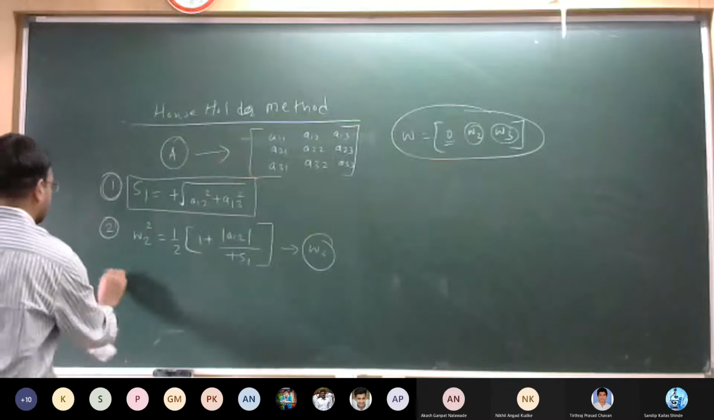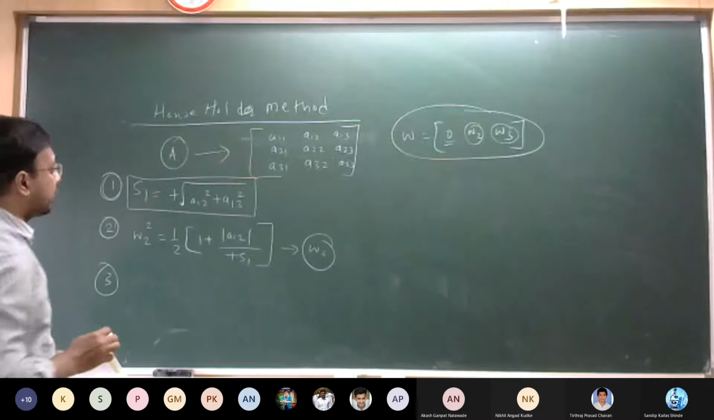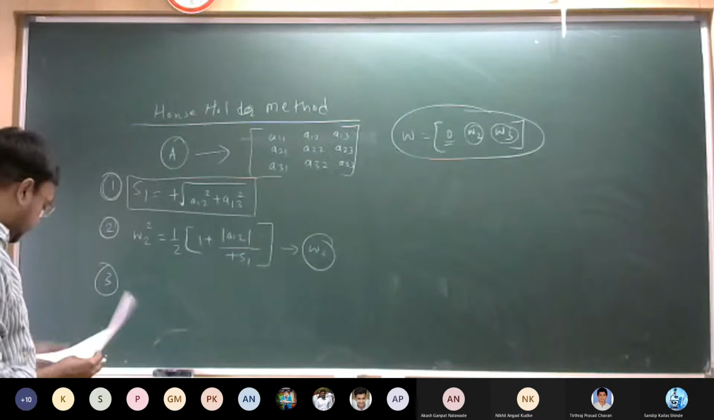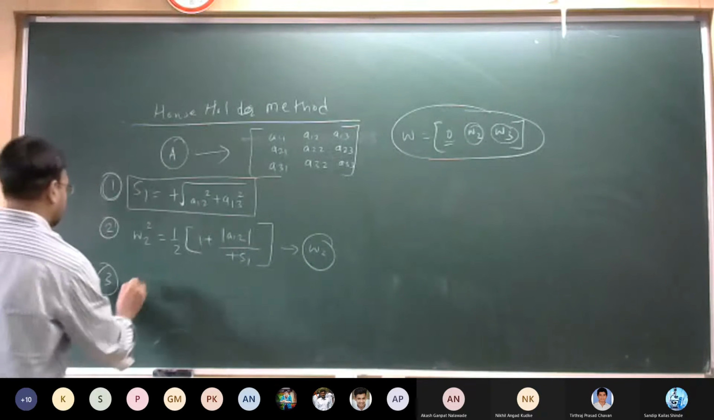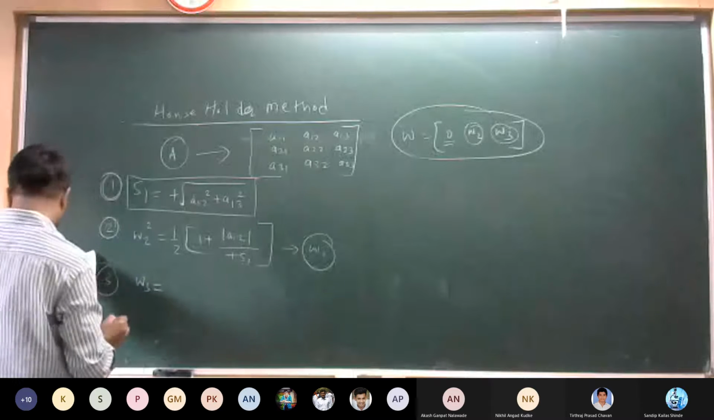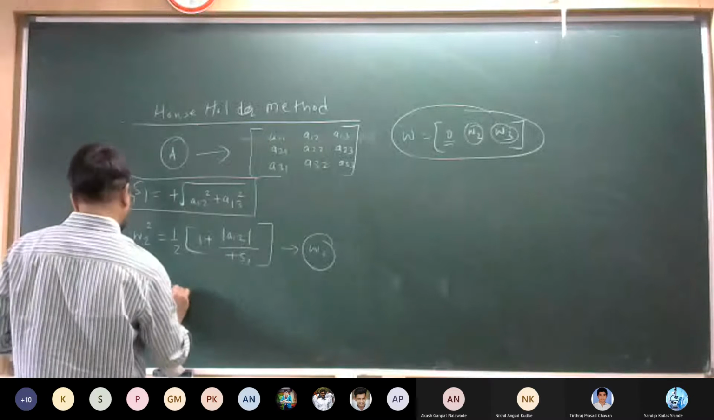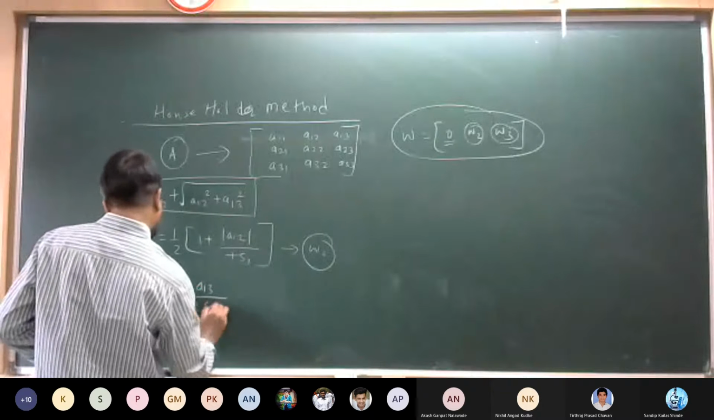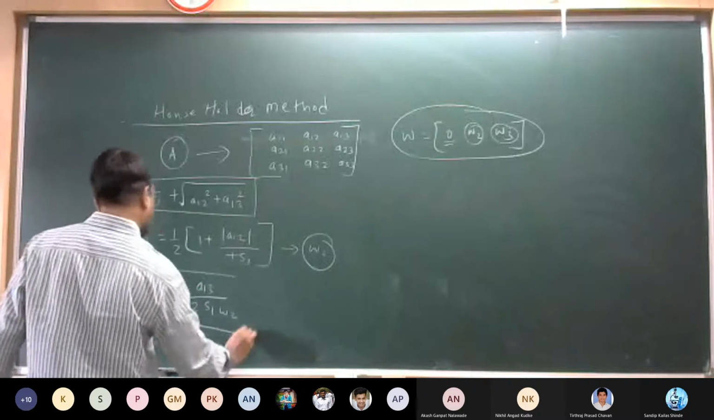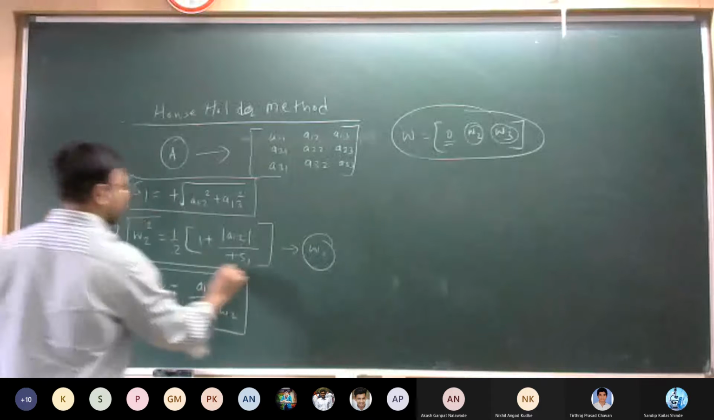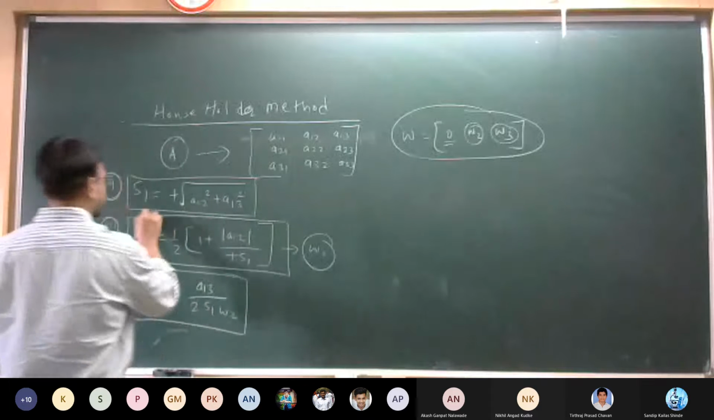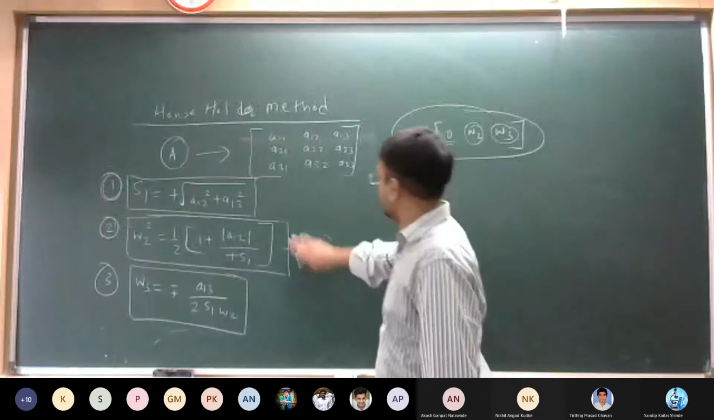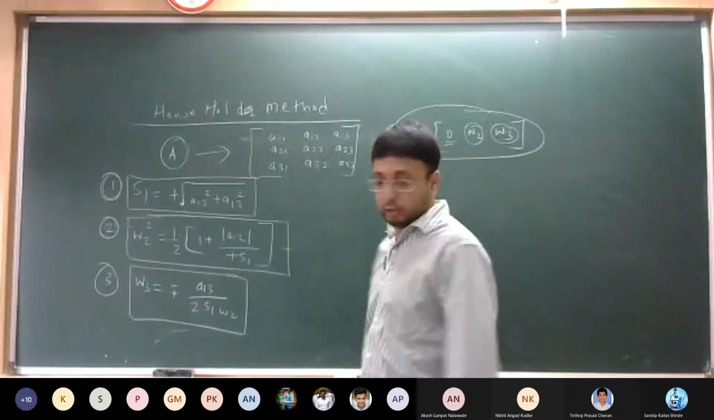I have explained this already; I am just writing the formulas required for this conversion to the tridiagonal format. Then we also need to calculate the W3 value. W3 will be minus or plus, depending on the sign, A13 over 2 S1 W2. So these two formulas are needed to calculate W2 and W3. Once we calculate W2 and W3, we move to the next steps.